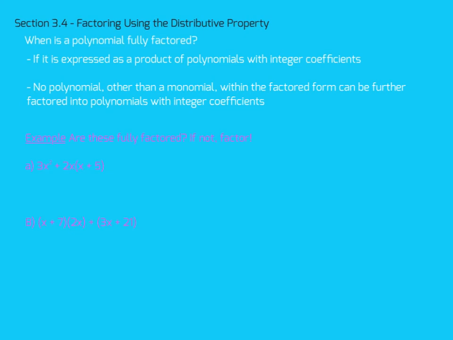Here are your two examples. I want to know, are these fully factored? And if not, why? And please factor them. The first one is 3x squared plus 2x times x plus 5. The second one is x plus 7 times 2x plus 3x plus 21. Go ahead, pause the video, and try to answer the questions.